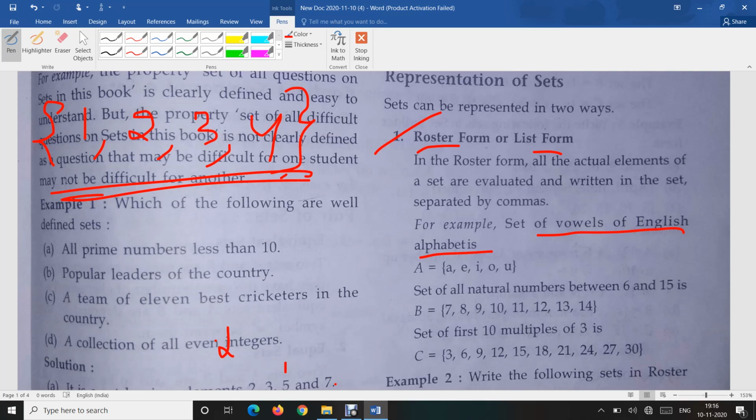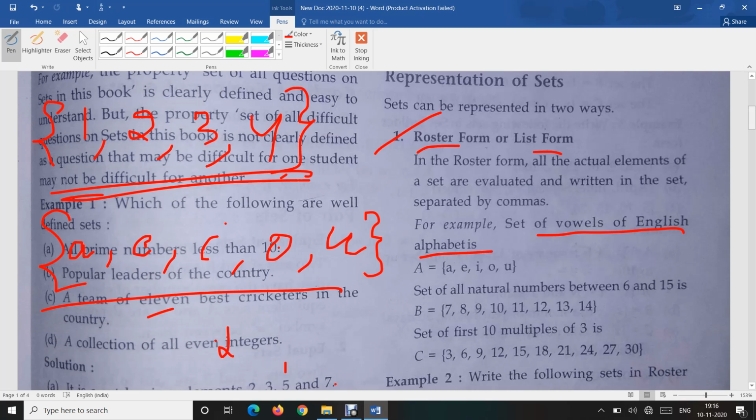So we have to make a set of vowels of the English alphabet. Then we will start with a curly bracket and write the elements, which are A, E, I, O and U. And these are the elements. Also we have to separate these elements by commas and end with the curly bracket. Okay, so this is the roster or the list form. This form of a set is called the roster or the list form.